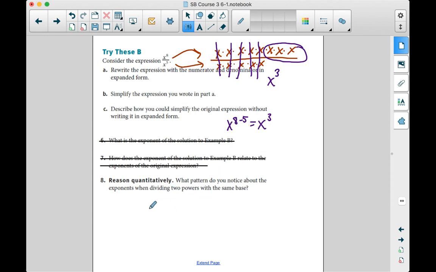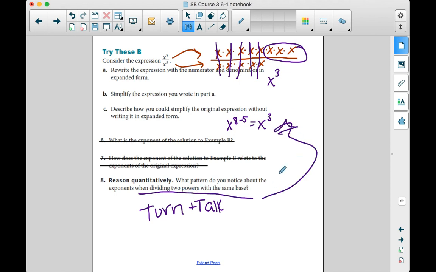So now I want you to turn and talk, and I want you to answer this question. What pattern do you notice about exponents when dividing two powers with the same base? So what pattern do you notice right there? Turn and talk, go. Right, you should have said that you can just subtract the exponents.